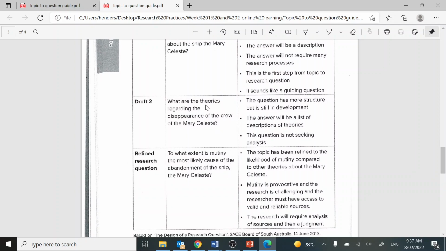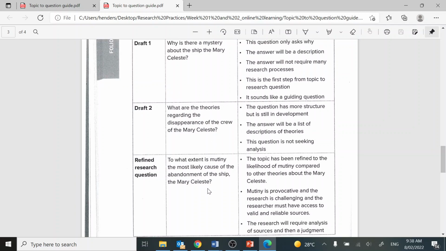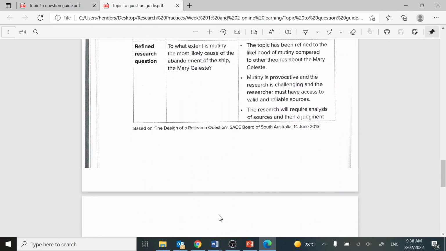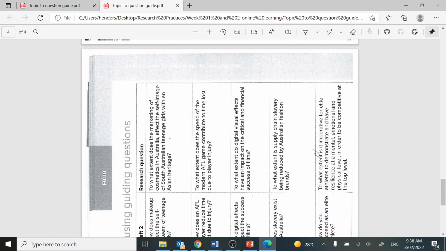And then they refined their question further. To what extent is mutiny the most likely cause of the abandonment of the ship, the Mary Celeste? So there are three very good questions, but you can see how they've increased in complexity, giving you an idea of what they're actually going to be covering in their actual research project.